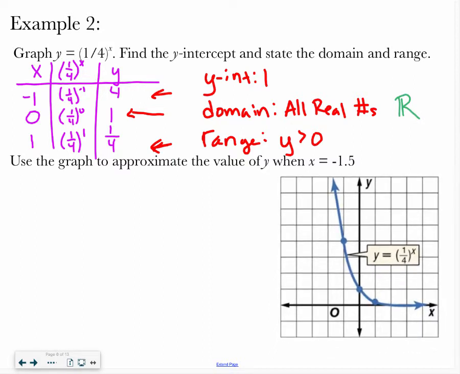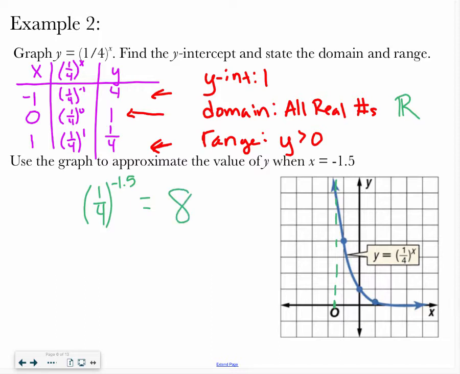And we want to use this graph to approximate the value when x equals negative 1.5. I'm going to go negative 1, negative 1.5 is right about there. When I plug that in, it crosses at 1, 2, 3, 4, 5, 6, 7. Let's see, 1, 2, 3, 4, 5, 6, 7. It crosses somewhere between 7 and 8. My line's not perfect. But if you wanted the precise, all you have to do is say 1/4 to the negative 1.5 power. And when you plug that in, you get 8.